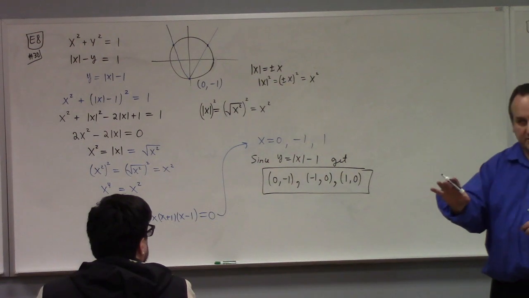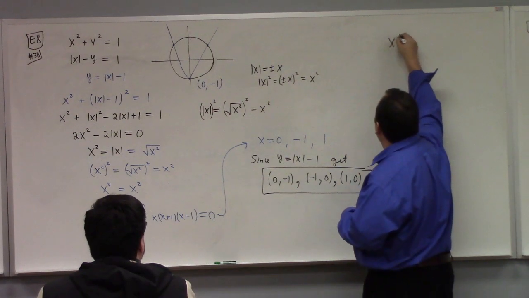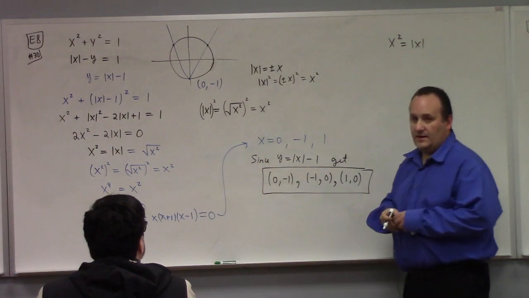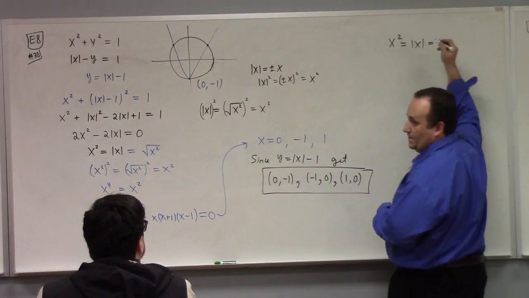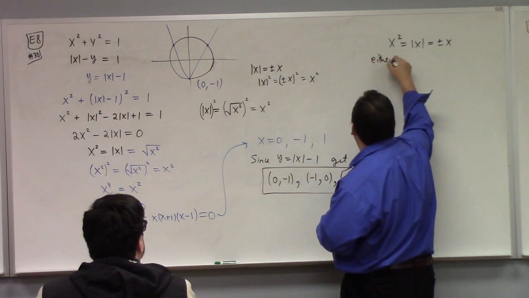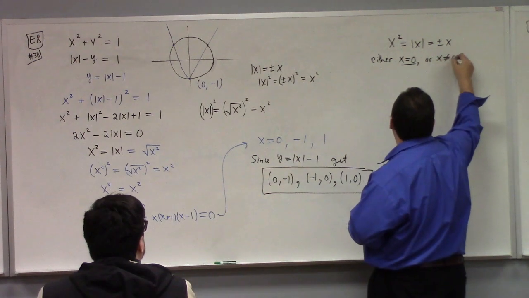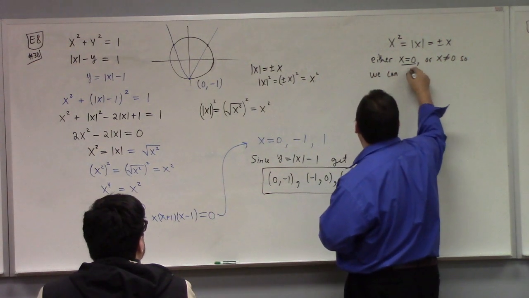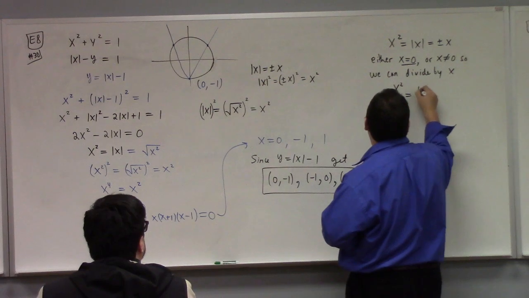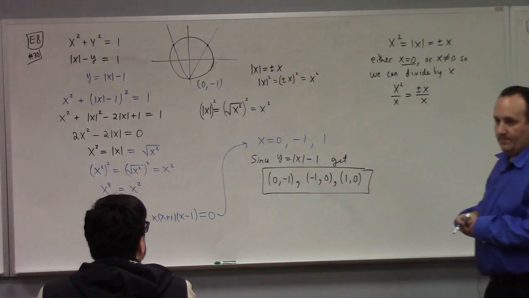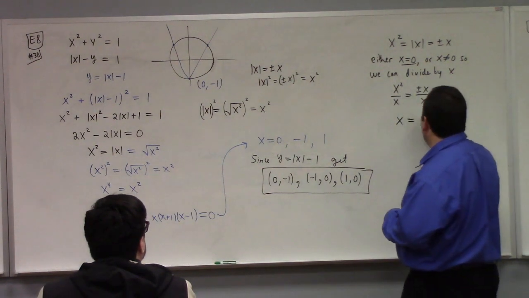Now, you guys don't have to do the algebra the way I did. There's another way to think about this. Let's talk about it, and then we'll go on break, okay? So x squared equals the absolute value of x. Another way you could solve that is this. You could say, okay, well, that's plus or minus x, right? So either x is equal to 0, that works, or x is not equal to 0, so we can divide by x. And then we get x squared over x is equal to plus or minus x over x. X squared over x is x. X over x is 1. We get plus or minus 1.